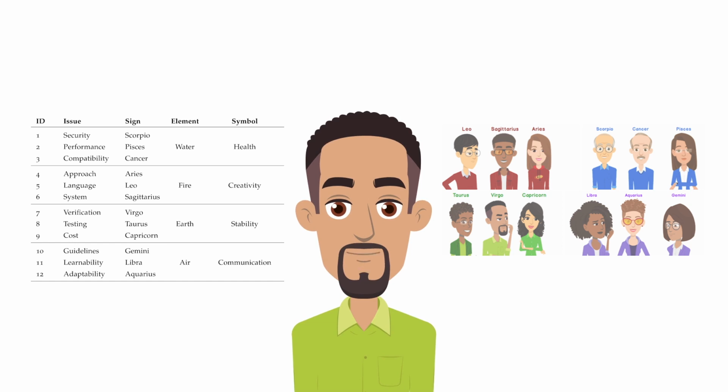See the pattern? Let's look at another example. In astrology, the Scorpio, the Pisces, and the Cancer are water signs, so these avatars are assigned to the water team.